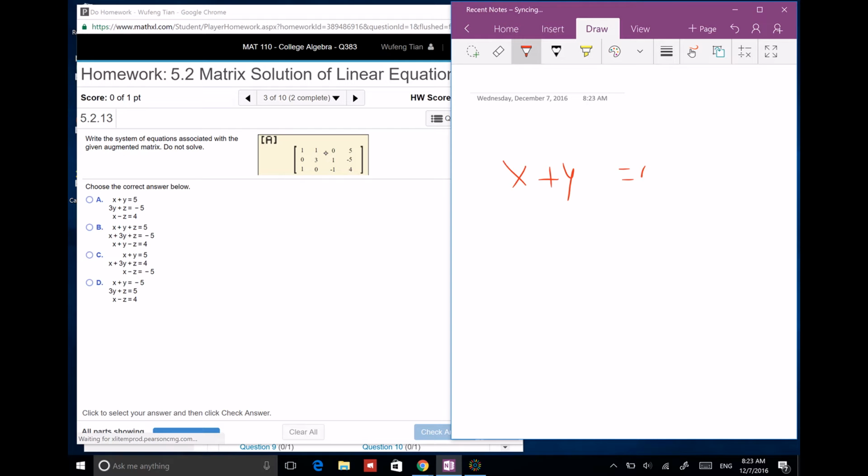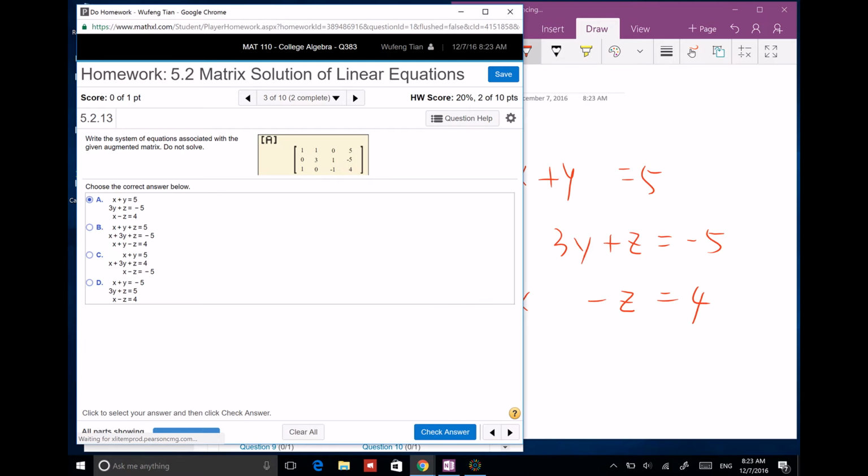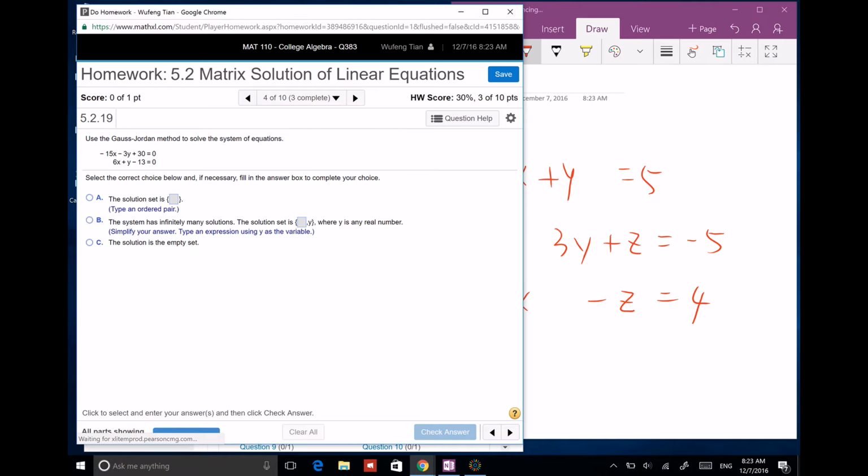Then 3Y plus Z equals negative 5. Then X plus Z, minus Z actually. X minus Z equals 4. Which one? This one. Okay, correct choice for this one.